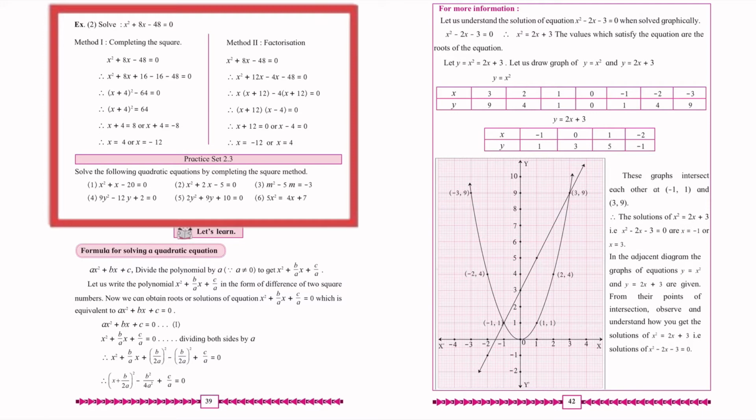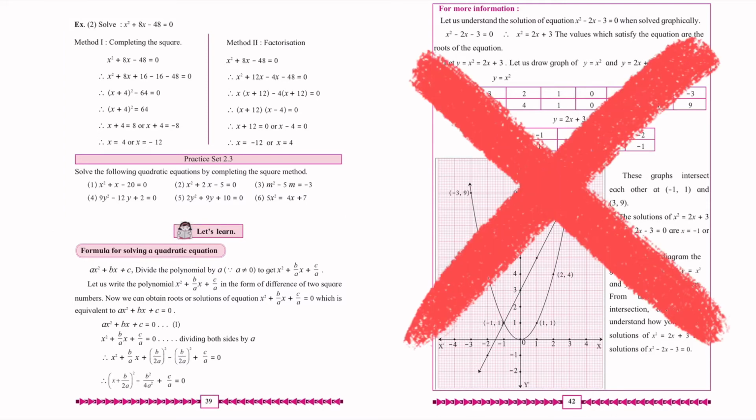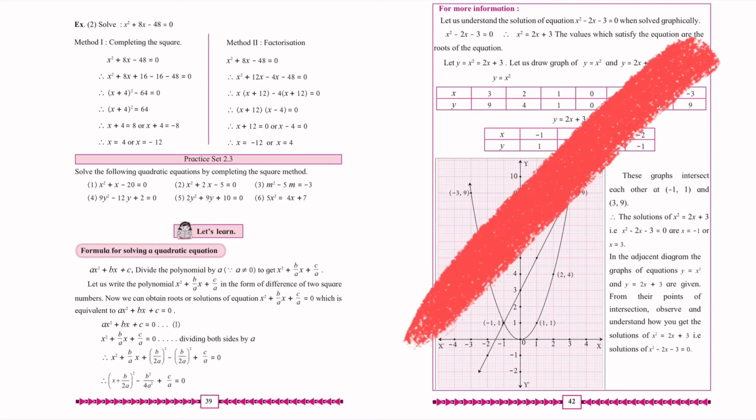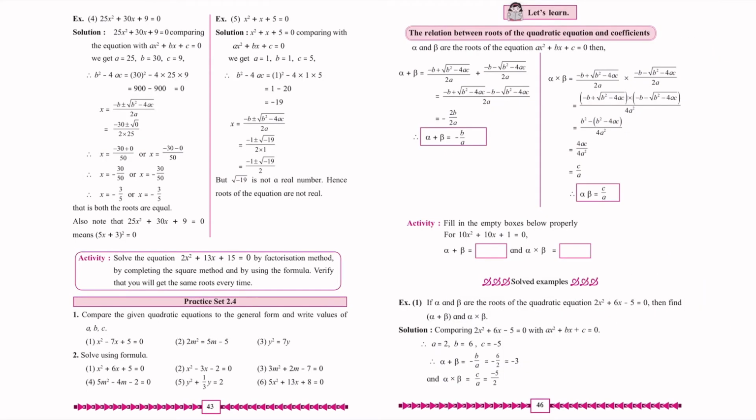Next, on page number 39 only, we can see the let's learn, that is not reduced. Formula of solving a quadratic equation is there, so only till practice set 2.3 is reduced. Next, directly on page number 42, for more information, completely reduced, that 42 page full reduced. Next we have on page number 43, the activity, you can see from that activity, solve the equation 2x square plus 13x plus 15 equals to 0 by factorization method. Only this much.